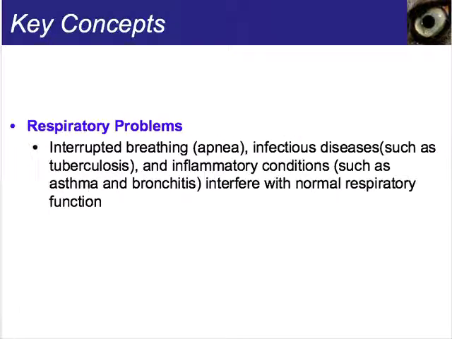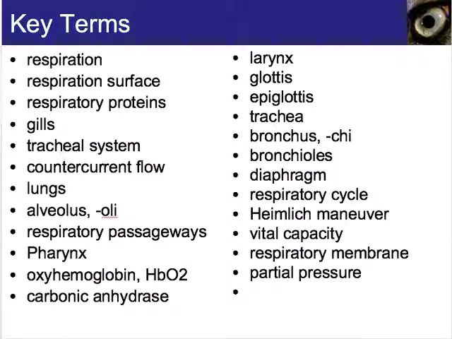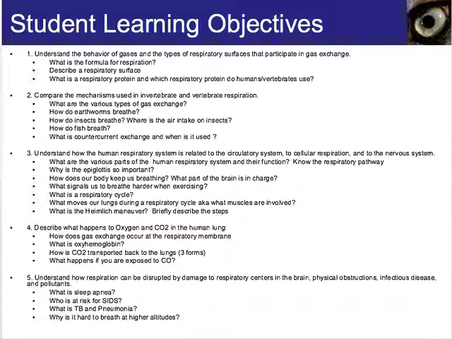So key concepts: interrupted breathing, such as apnea, infectious diseases, such as tuberculosis, and inflammatory conditions, such as asthma and bronchitis, can interfere with normal respiratory functions. These are your key terms. And then these are your student learning objectives. I highly recommend that you use your student learning objectives as a study guide to study for your exam.